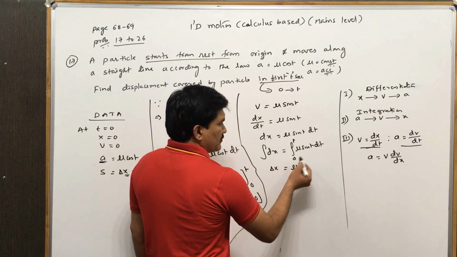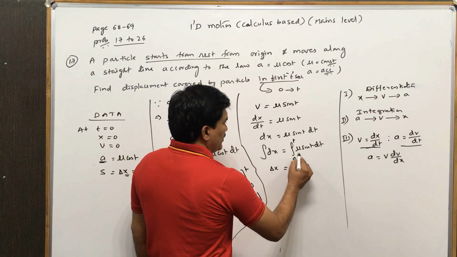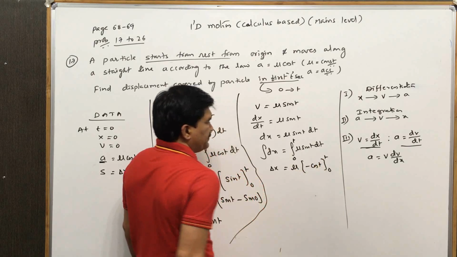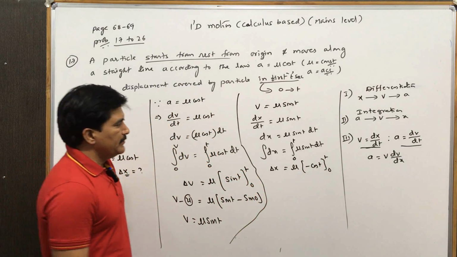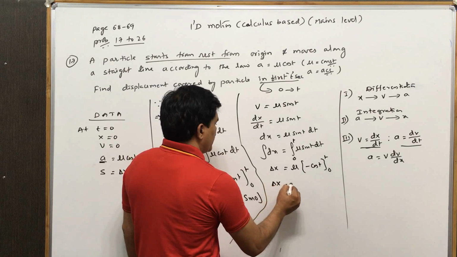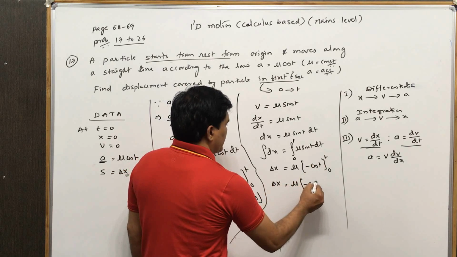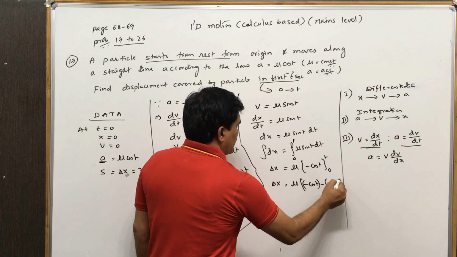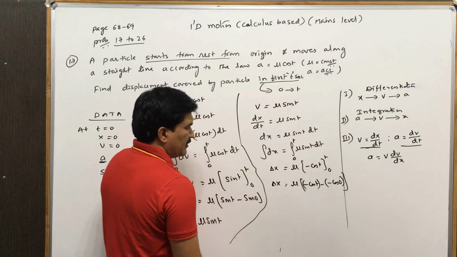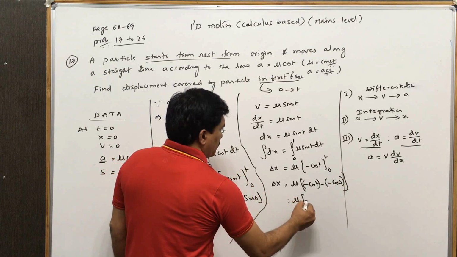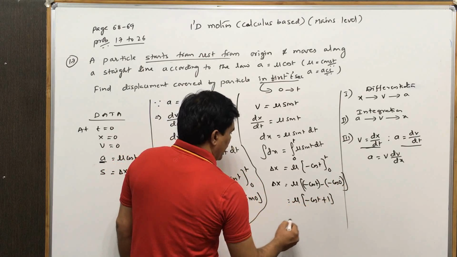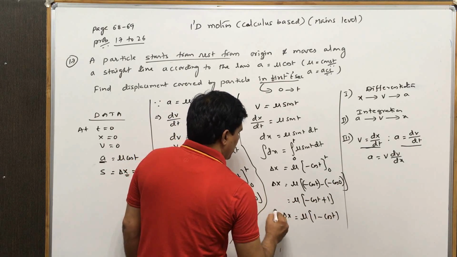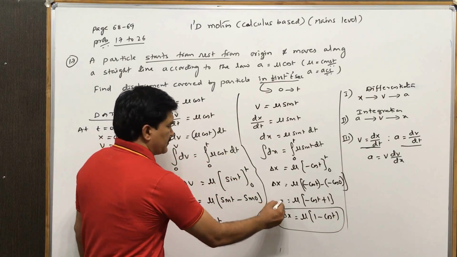Mu is a constant, we can take it out, then the integral of sin t is minus cos t from 0 to t. Then it is leading to delta x equal to mu into minus cos t minus of minus cos 0, that is substituting upper and lower limits, that is leading to mu into minus cos t plus 1, hence displacement is nothing but mu into 1 minus cos t. This is the required answer, isn't it?